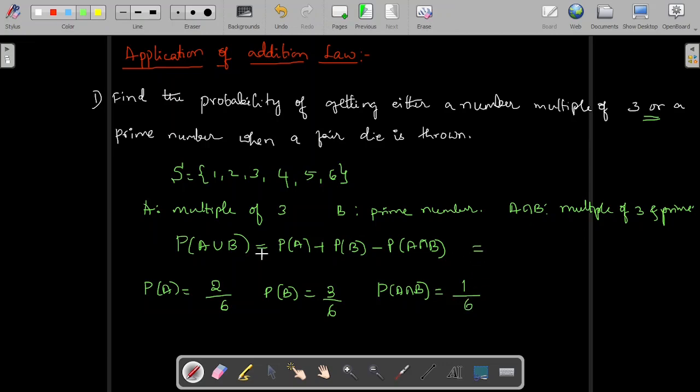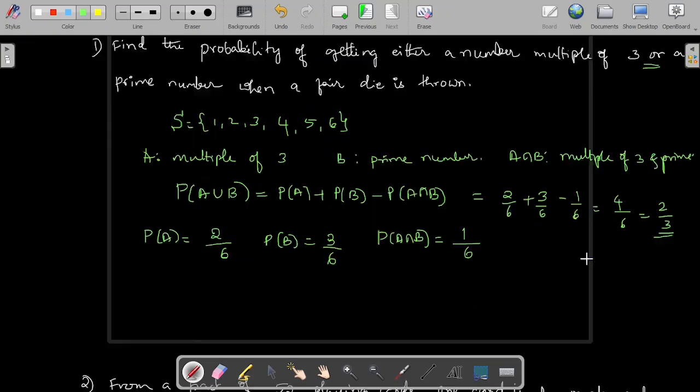Substitute all these here. So, you will get 2 by 6 plus 3 by 6 minus 1 by 6, which is equal to 5 minus 1, 4 by 6, which is equal to 2 by 3. So, probability of A union B is equal to 2 by 3. This is how we use the concept of the addition law or addition theorem.